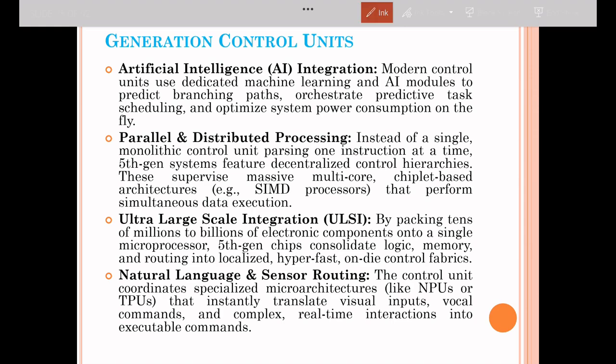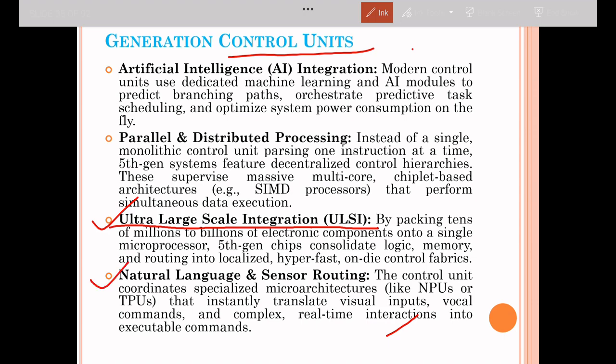Now if you are discussing the fifth generation control unit, the artificial intelligence creates a logic to control operations like translating visual inputs, vocal commands, and real-time instructions into executable commands. Okay, so many people are learning this ULSI, ultra large scale integration. We are using this in the fifth generation.